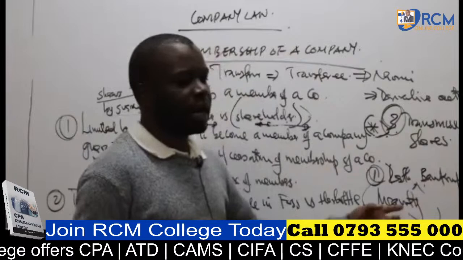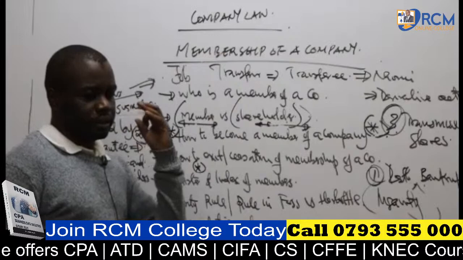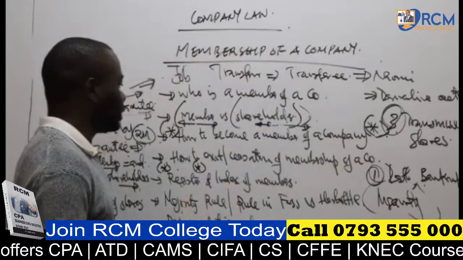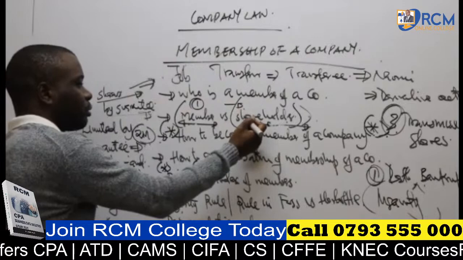So those are some of the three key dominant situations or circumstances. You will find that in such a situation, either a person is just a member and not a shareholder, or it is just a shareholder and is not actually a member of the company.